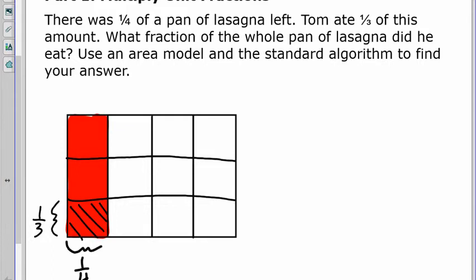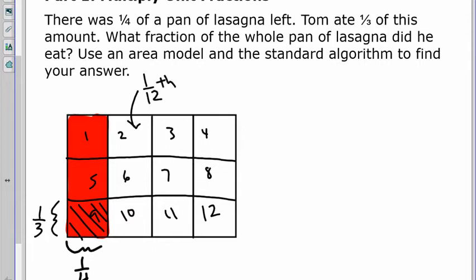Now, if you look at this whole pan, it looks like we have 1, 2, 3, 4, 5, 6, 7, 8, 9, 10, 11, 12 pieces. So each piece is 1/12 of the whole lasagna. And since that's all he has is one piece, Tom ate 1/12 of the whole thing.